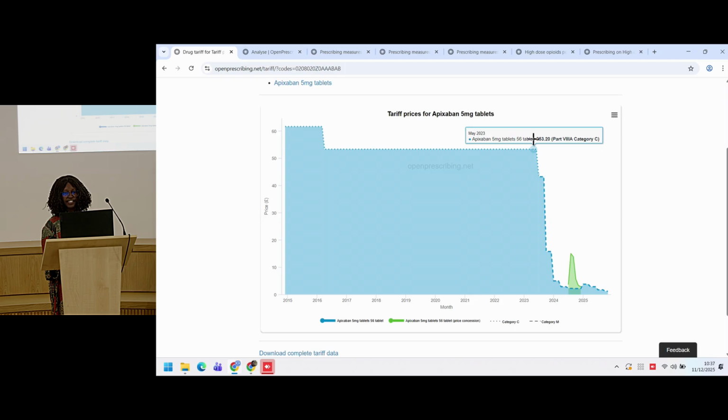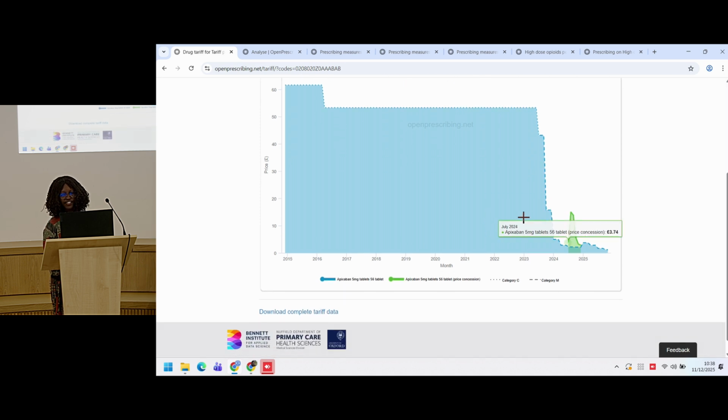Apixaban goes off patent, generics become available, and it moves to category M, which is illustrated by the dashed lines there, and the price drops quite a lot. And then something else interesting happens. There's this green spike over there, which shows there was a price concession, and that means that there was a temporary reimbursement in NHS to community pharmacies over that period of time.